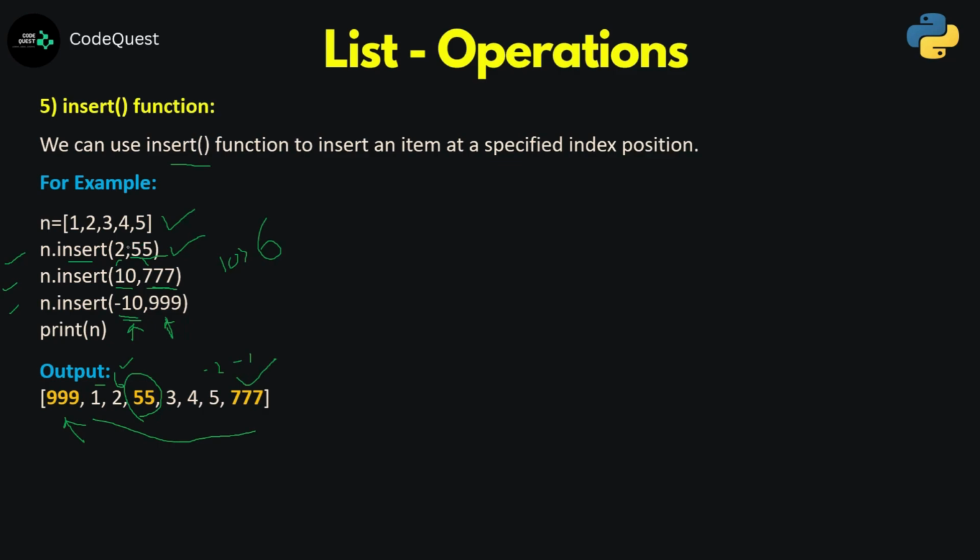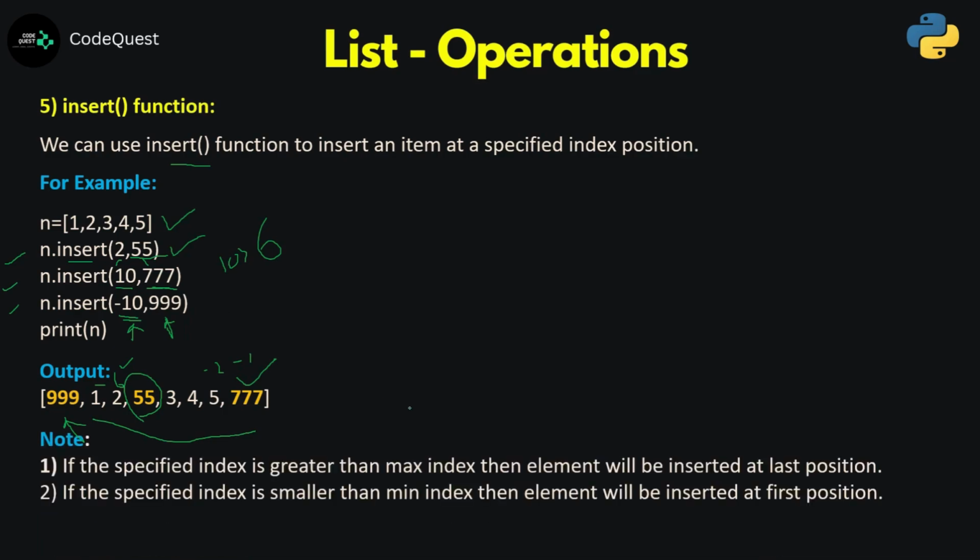So if the index is available, it is going to insert at that index position. If the index is larger than the total number of elements, we will be adding it at the last position. And if the index is smaller than the minimum index, then the element will be inserted at the first position.